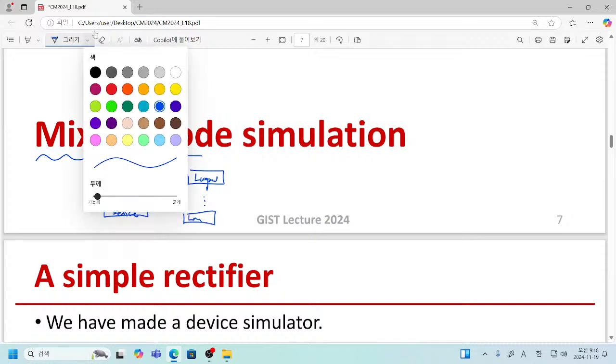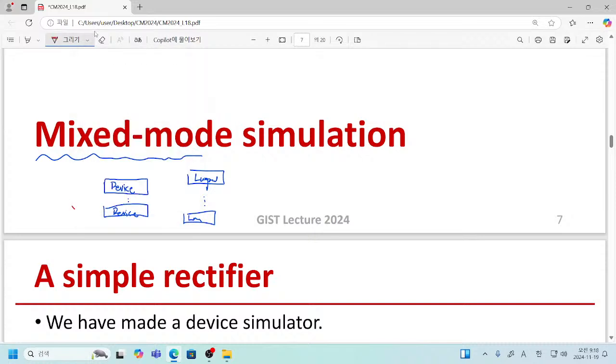So solving a coupled system of these circuit elements is called mixed mode simulation. It has a historical reason why we call it mixed mode. When the very first device simulation was developed, of course we only considered a single device.